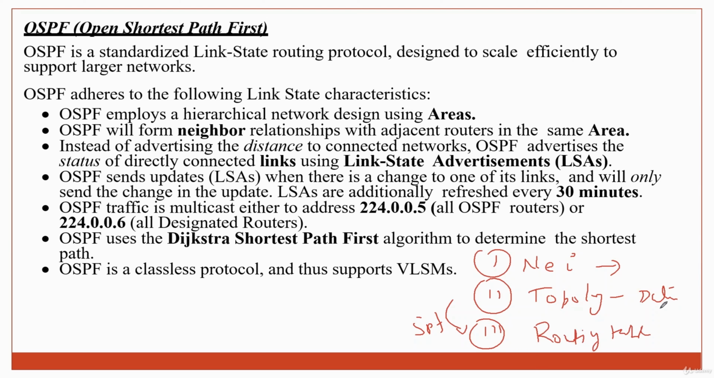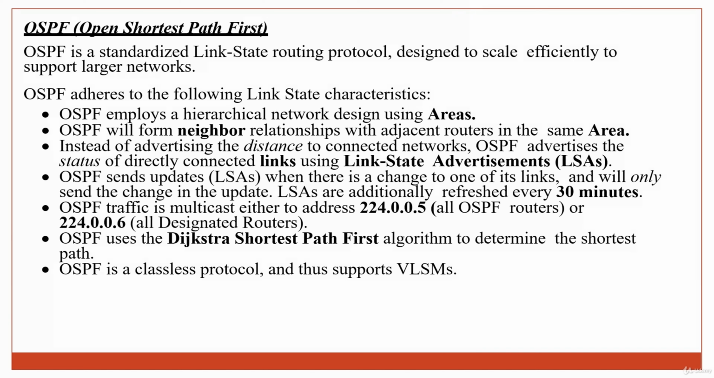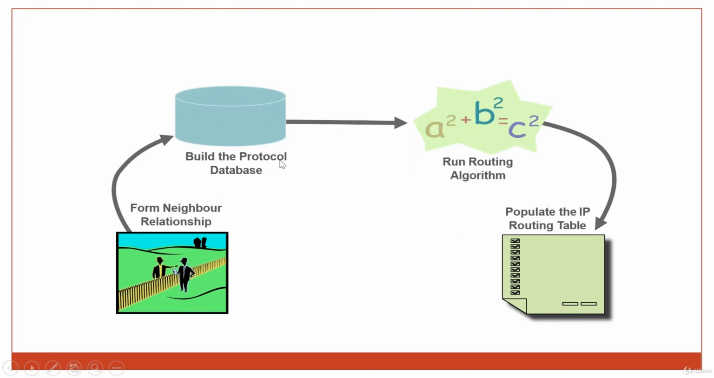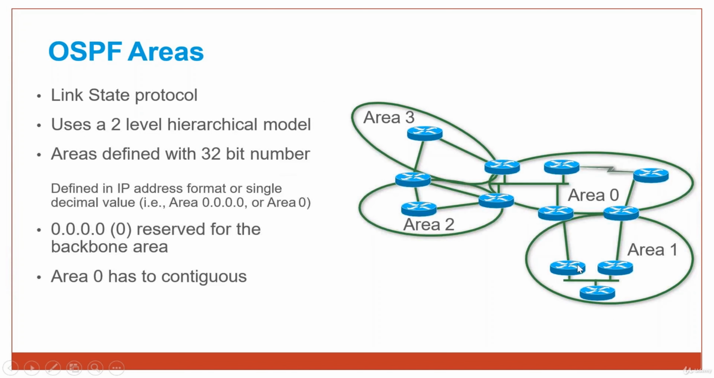So we have three different types of table: neighbor table or database table, topology table, and then finally the routing table. Now the mechanism behind this and the theory behind this we'll see in upcoming slides. So OSPF is entirely dependent upon areas. Generally, we say that we have one backbone area. So here you can see that you have area 0, and logically all the areas are connected with area 0.